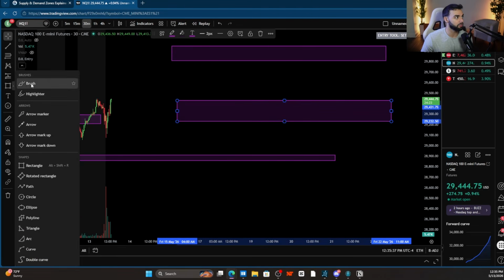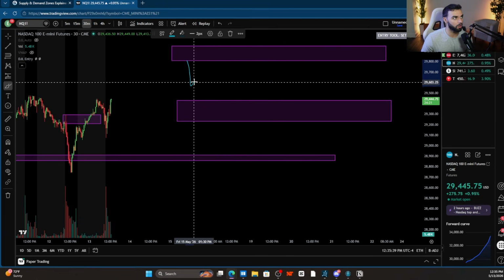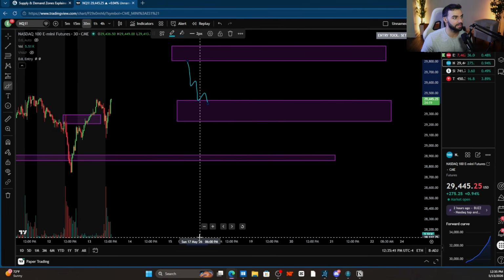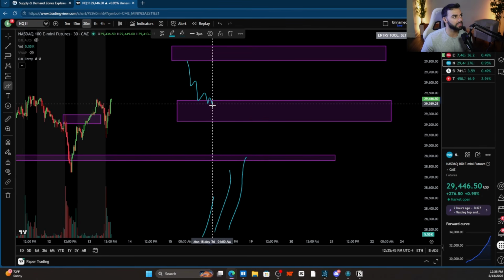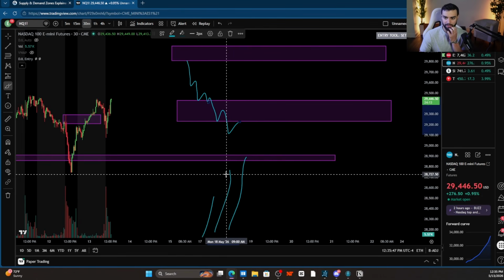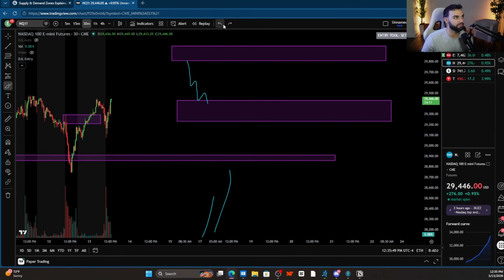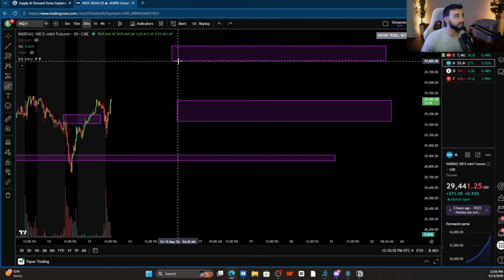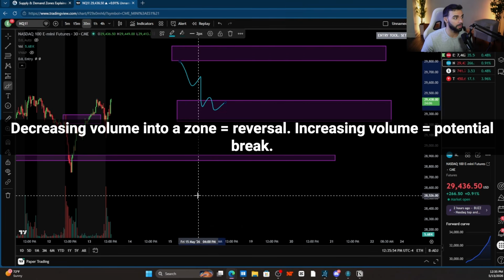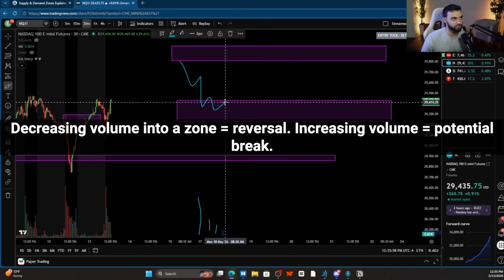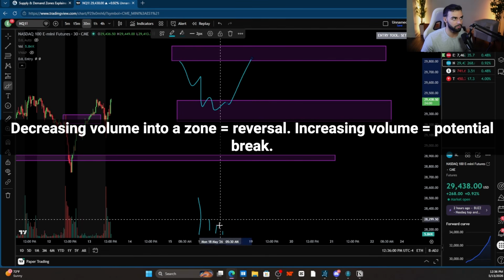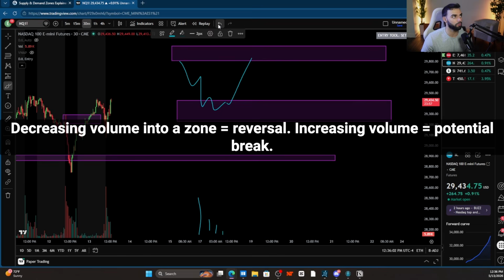Now, let's look at it like this. If I'm looking for longs and we're moving into demand and I see volume spiking up, getting higher and higher and higher, I can most likely expect a continuation. This is how you avoid getting faked out from levels. If we're moving into demand and I'm looking for longs and we're seeing volume get smaller and smaller and smaller, less participation in the zone, it's a great indication of a reversal. And I will use this as an extra confluence to take longs.